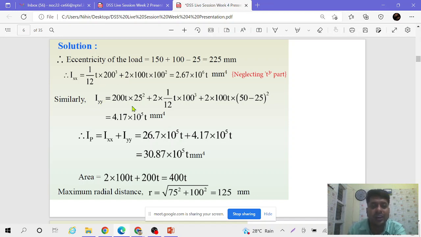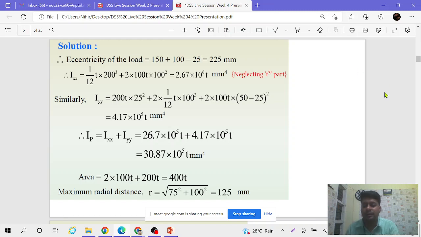Similarly, we are going to calculate moment of inertia about YY axis, and after getting all these values, we are going to calculate polar moment of inertia, which is equal to IXX plus IYY, which is coming 30.87. After that, we have already calculated the area during the calculation of center of gravity. Okay, so again it is written here. After that, maximum radial distance R.